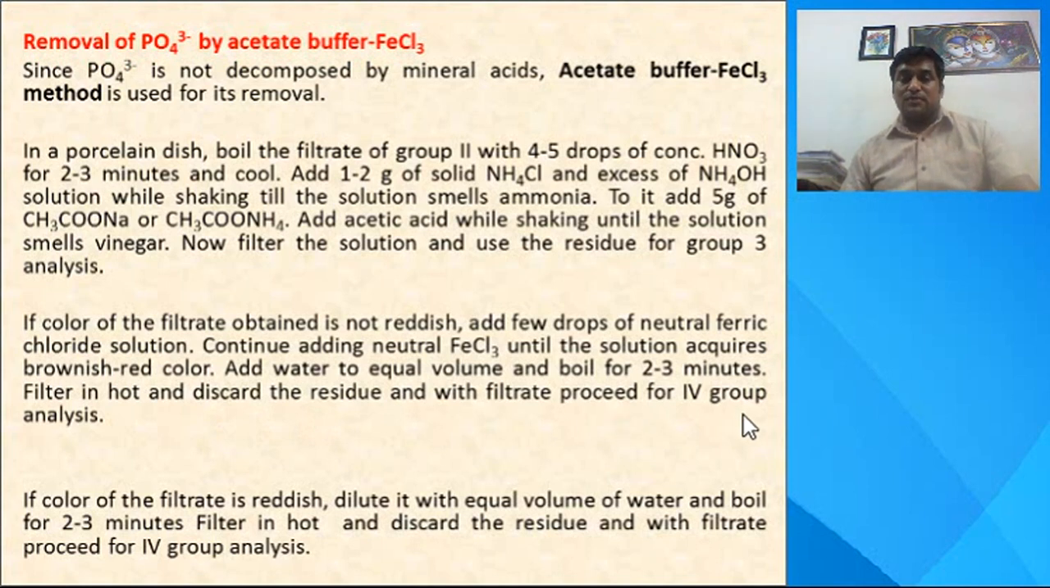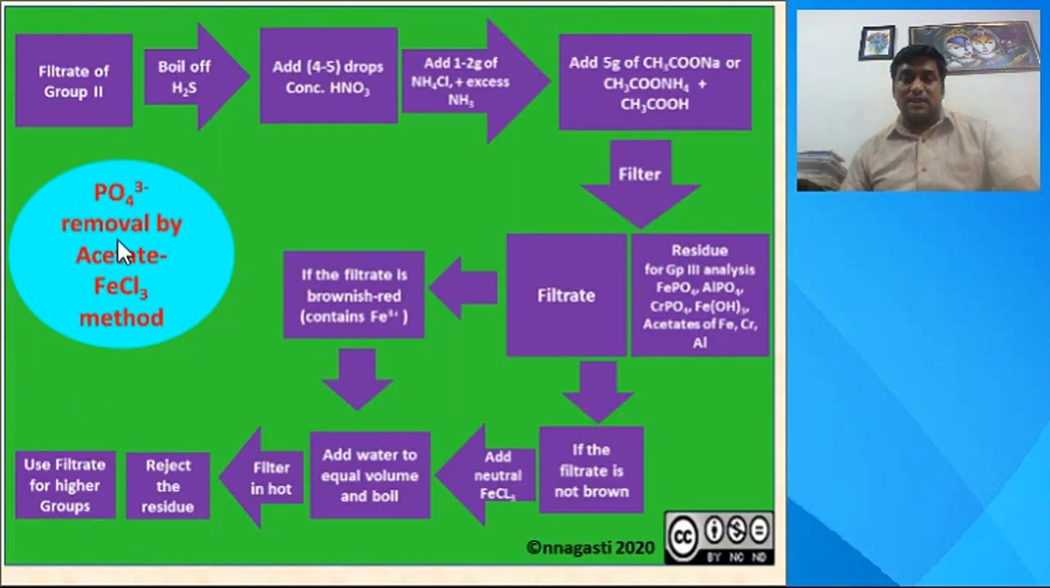Proceed for fourth group. We are going to understand this in the scheme. It will be a little bit easier. So you have the group 2 filtrate, boil off H2S gas, then add nitric acid. Then add ammonium chloride and excess ammonia, which is the group reagent for third group. Then add your acetate buffer, that is by adding acetic acid and a salt of acetate, that is sodium acetate or ammonium acetate. Then filter it.